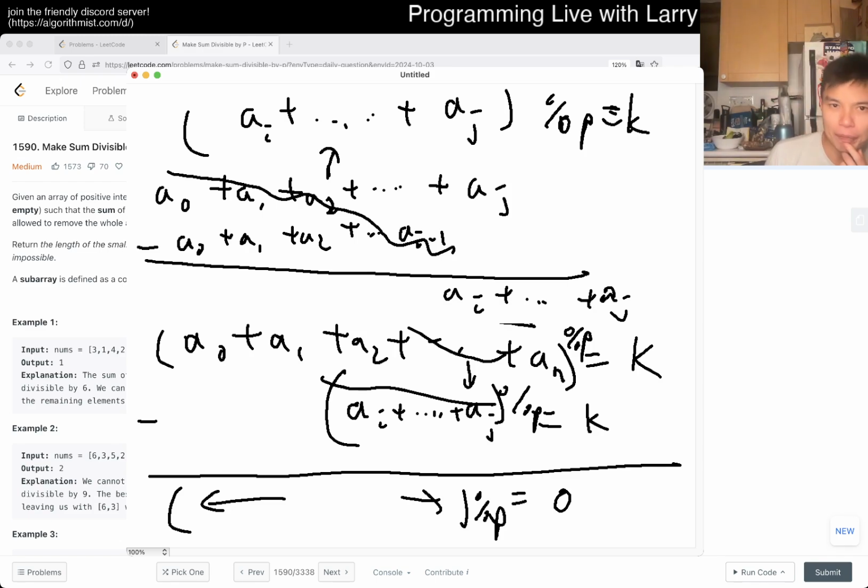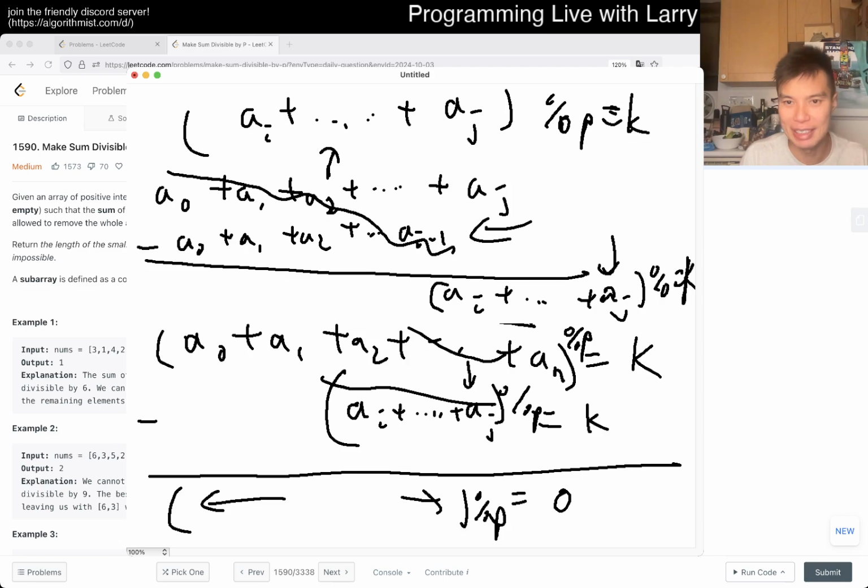And then if you do the math again, we want this part, mod p, to be equal to k. That means the rest of this part, the part that we delete, mod p has to be equal to p minus k, roughly speaking. I say roughly because if k is 0, for example, it's different, but let's just say it's this mod p. So that's really the idea.